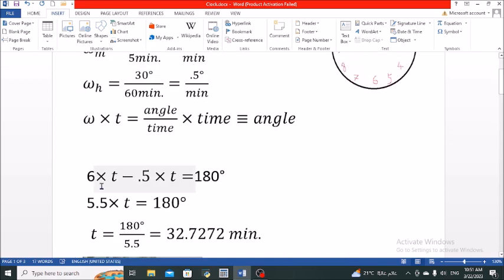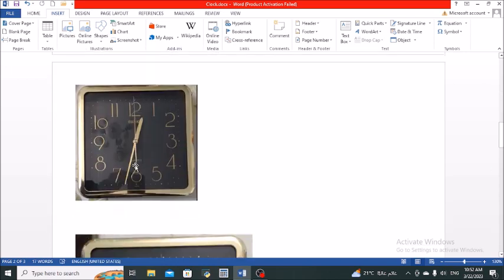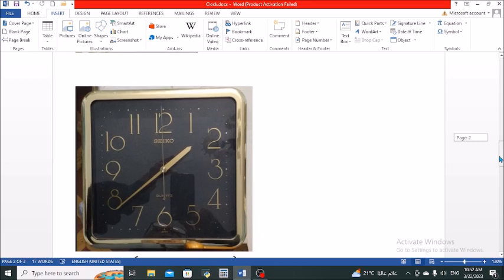That's it here. 6t minus 0.5t equals 180, and 6 minus 0.5, that's 5.5t equals 180. That gives t equals 32.7272 minutes. So here they will be collinear at 32.7272 minutes.